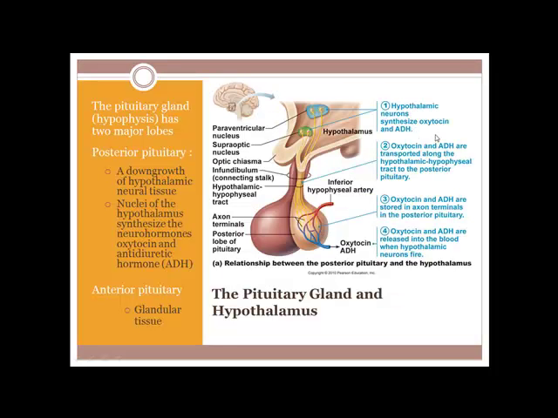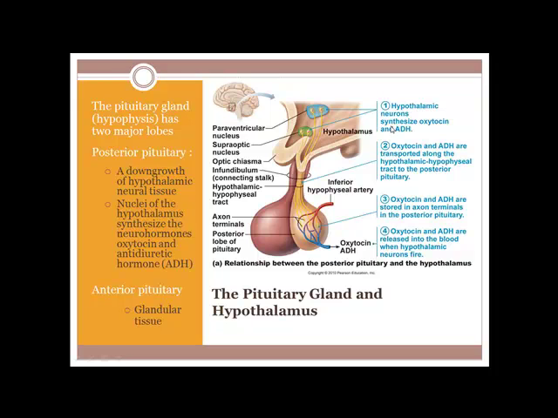All right, so here we're going to be checking out the action of the posterior pituitary. The posterior pituitary is considered a downgrowth of the hypothalamic nervous tissue. So this is just a downgrowth of the hypothalamus. Up here we have nuclei of our hypothalamus, and then we're going to have long axons coming out. The nuclei are going to produce oxytocin and antidiuretic hormone, and then down here in their axon terminals, that oxytocin and antidiuretic hormone are going to be stored.